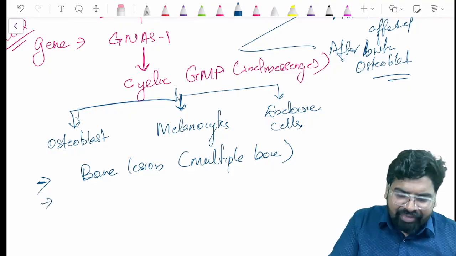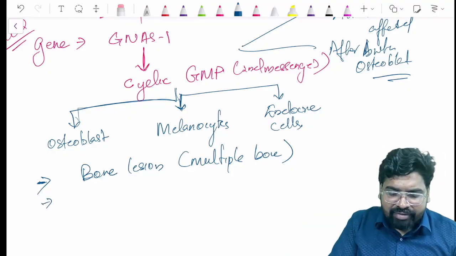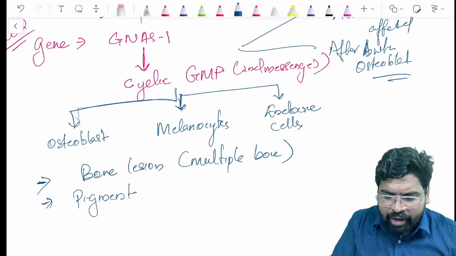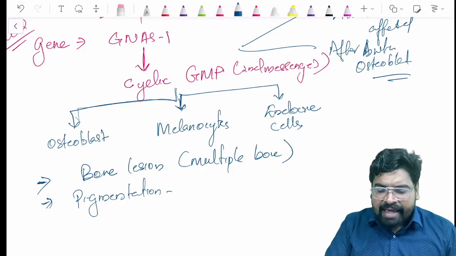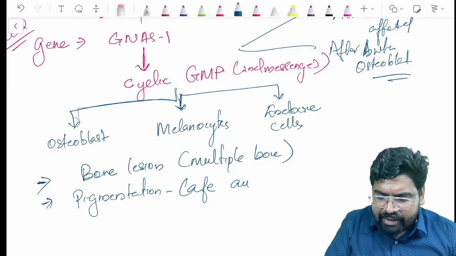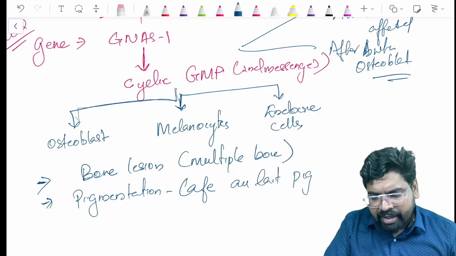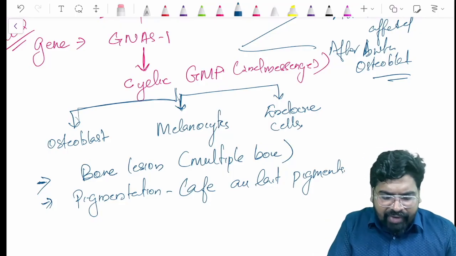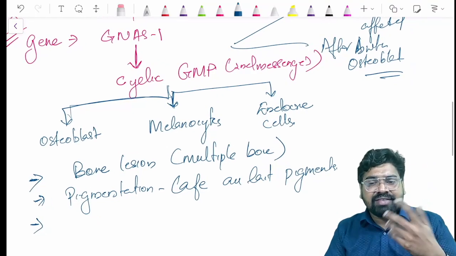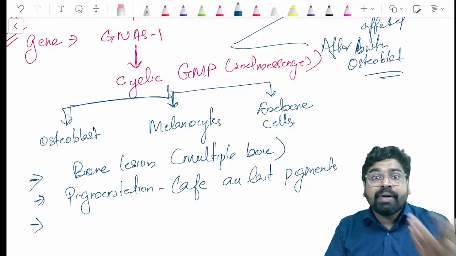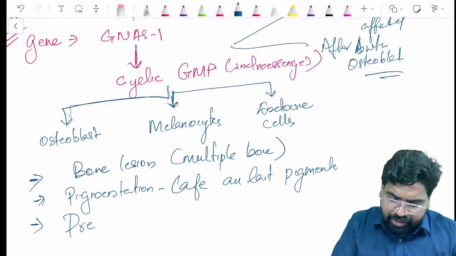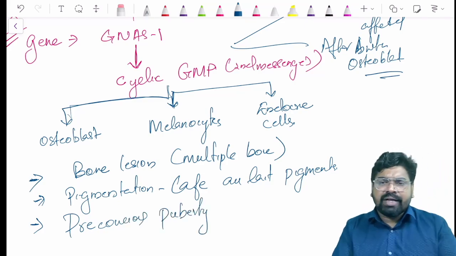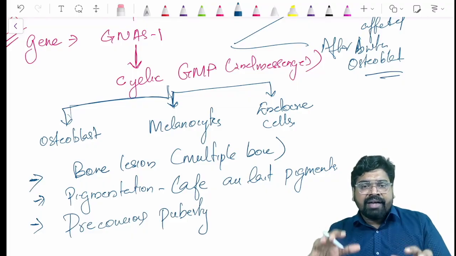Then it will affect the melanocytes. What do you see when melanocytes are affected? You see pigmentation in the body, called cafe-au-lait pigmentation. Cafe-au-lait means coffee in the milk pigmentation. And it will affect your endocrine cells. When it affects endocrine cells, the child will have precocious puberty. Precocious puberty means early puberty.